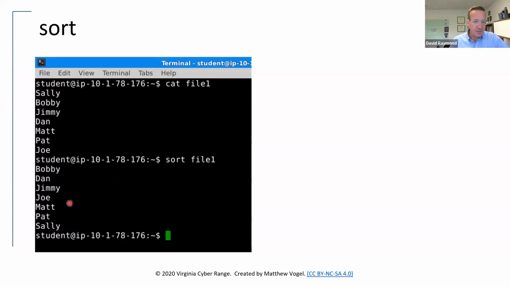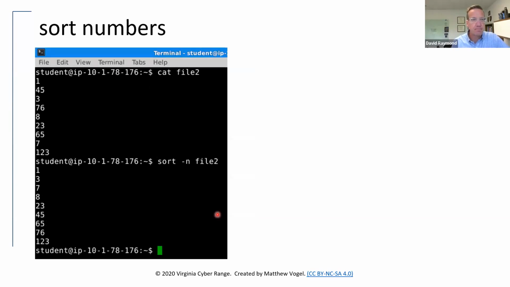Yeah, so here's a similar example with a shorter list of names, first names. And here's the example with the numbers, right? He cats this file. That's just a list of numbers, and then he does the sort with the -n, and there they are. There's the numbers sorted in numerically increasing order.